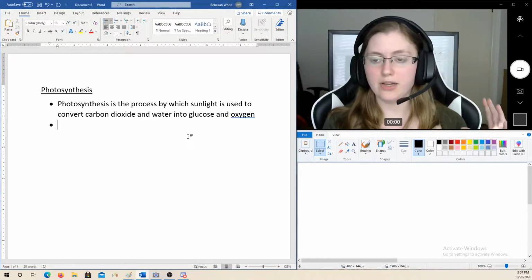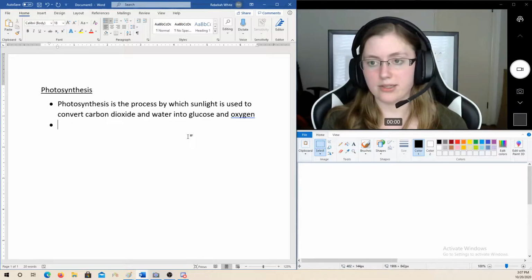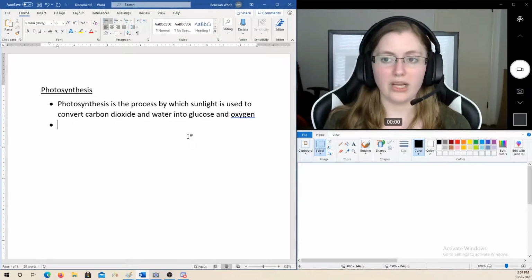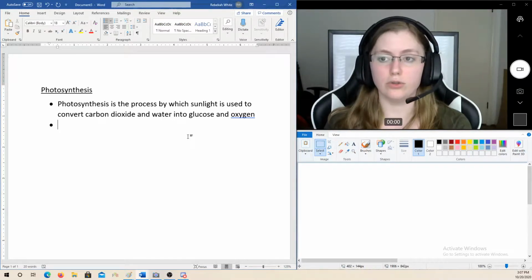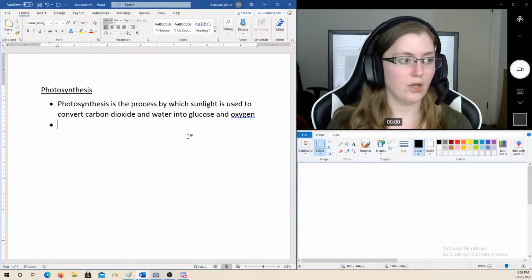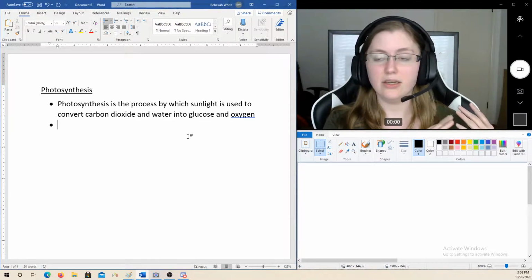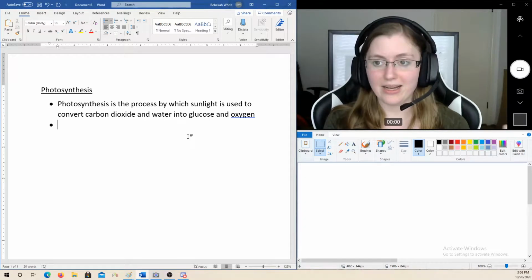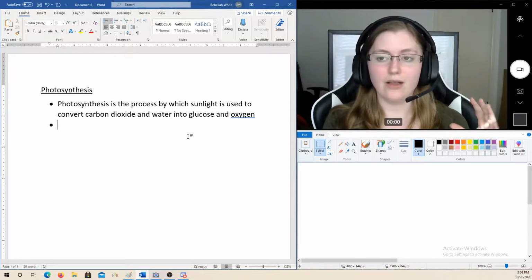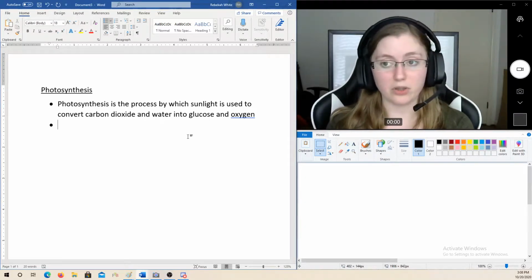So we are using the reactants, carbon dioxide and water. We're getting energy from sunlight and producing the products, glucose and oxygen. So in this way, the plant will take the electromagnetic energy, the light energy, and convert it into chemical energy in the form of the chemical bonds in glucose.